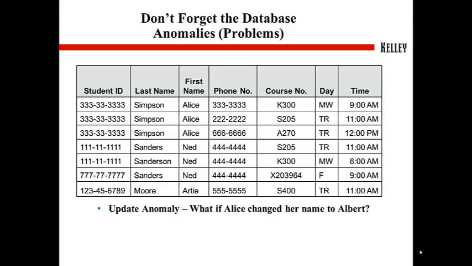Well, this all results in anomalies or problems. As I said before, one anomaly is an update anomaly. What if Alice had a sex change operation and changed her name to Albert? We'd have to get into all 3 records, 3 different records, and change her first name.